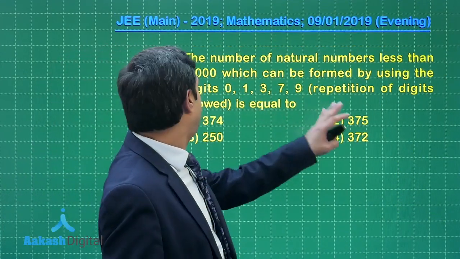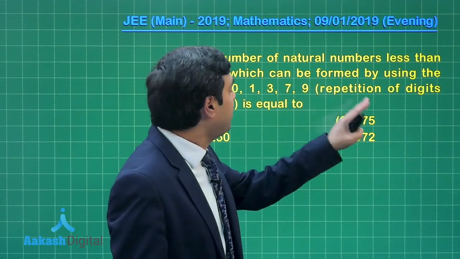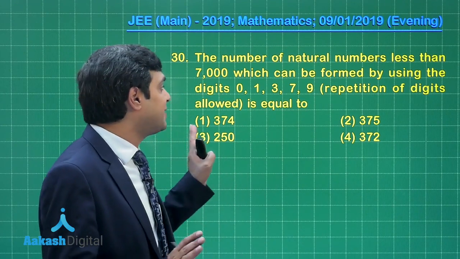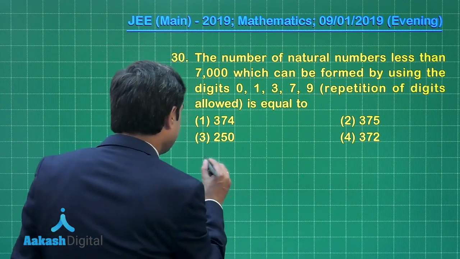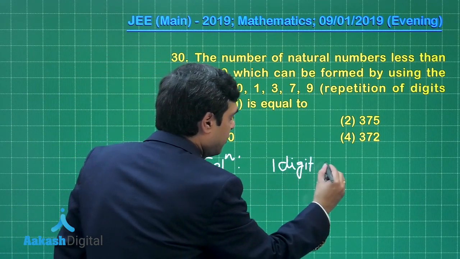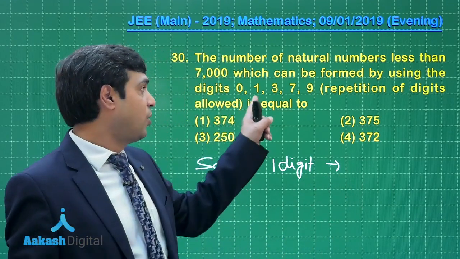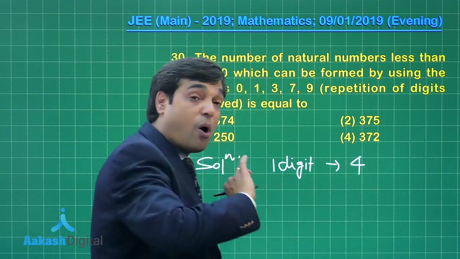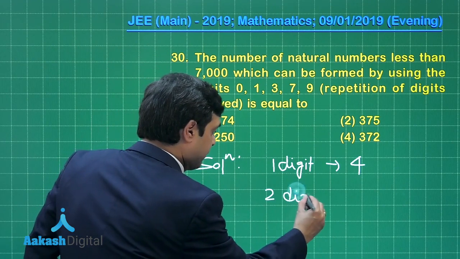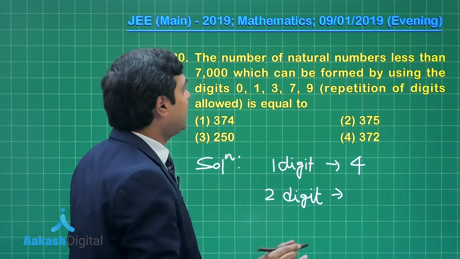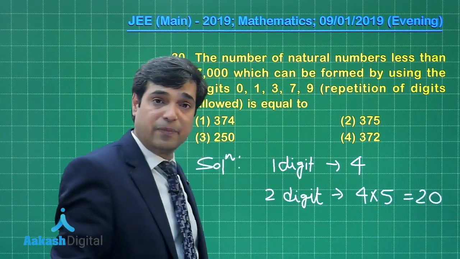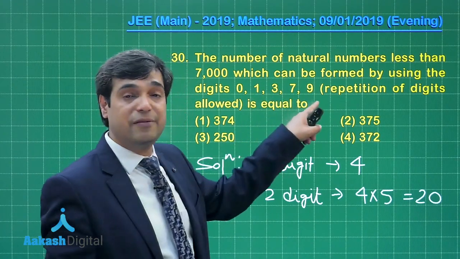The number of natural numbers less than 7,000 which can be formed by using the digits 0, 1, 3, 7, 9. Repetition of digits is allowed. Repetition is allowed, so we simply get over here first 1-digit numbers. For a 1-digit number we can say either 1 or 3 or 7 or 9, 4 ways. All are less than 7,000, right? Moving ahead, 2-digit numbers. First place can be filled in 4 ways and the second in 5 ways, that is 20 ways. I am sure this is clear.